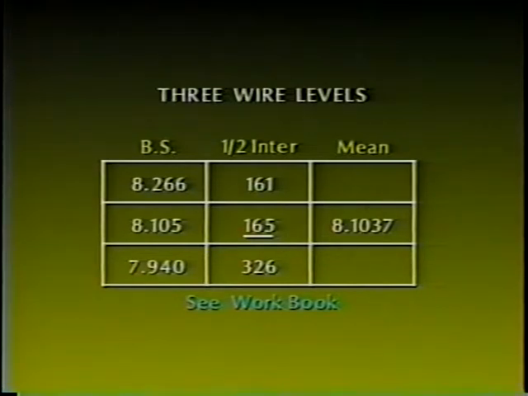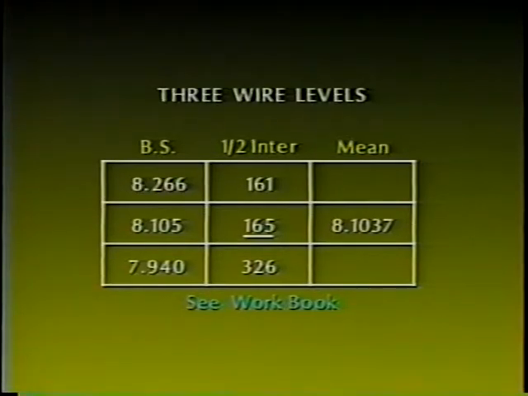The number 161 is the interval difference between the top and middle crosshairs. So if you subtracted 8.105, the middle crosshair, from the top crosshair of 8.266, the difference is 161. The number 165 is the interval difference between the middle and bottom crosshairs. So if you subtracted 7.940, the bottom crosshair, from 8.105, the middle crosshair, the number would be 165. The number 8.1037 equals the mean of the 3 readings and is used as the plus shot or the backsight reading for your notes.